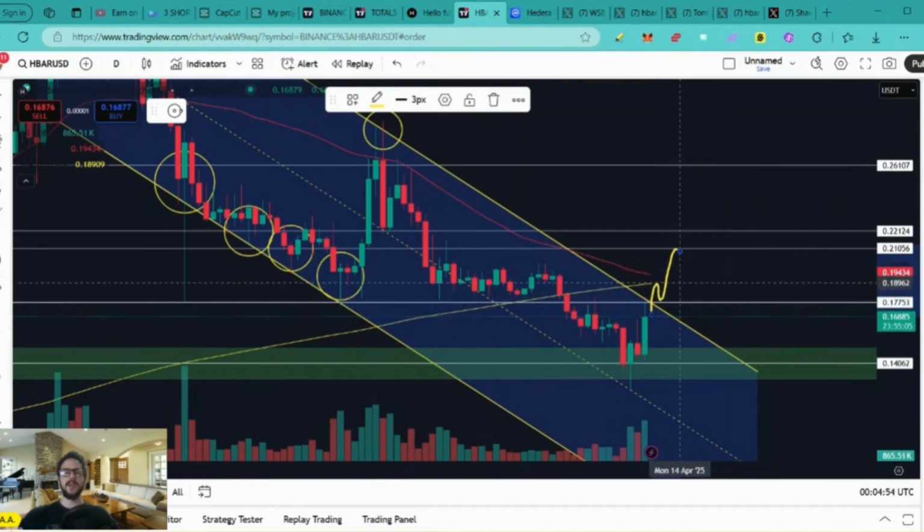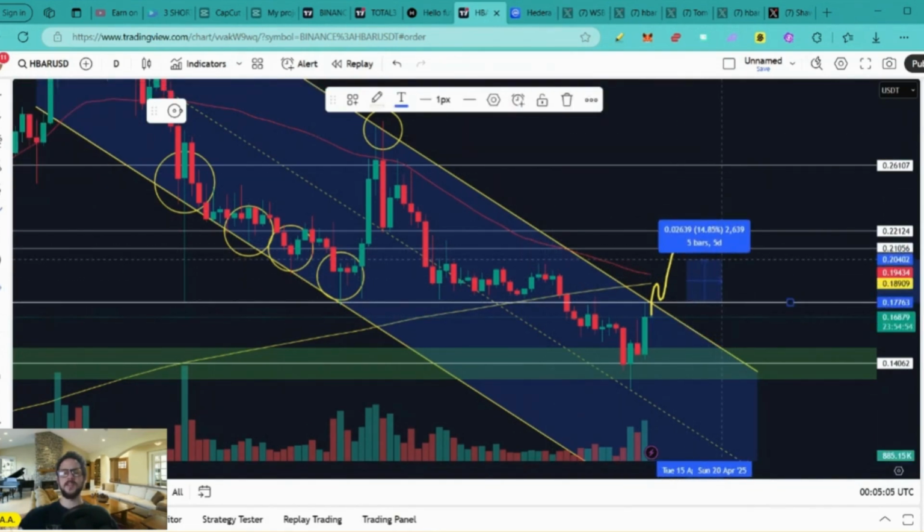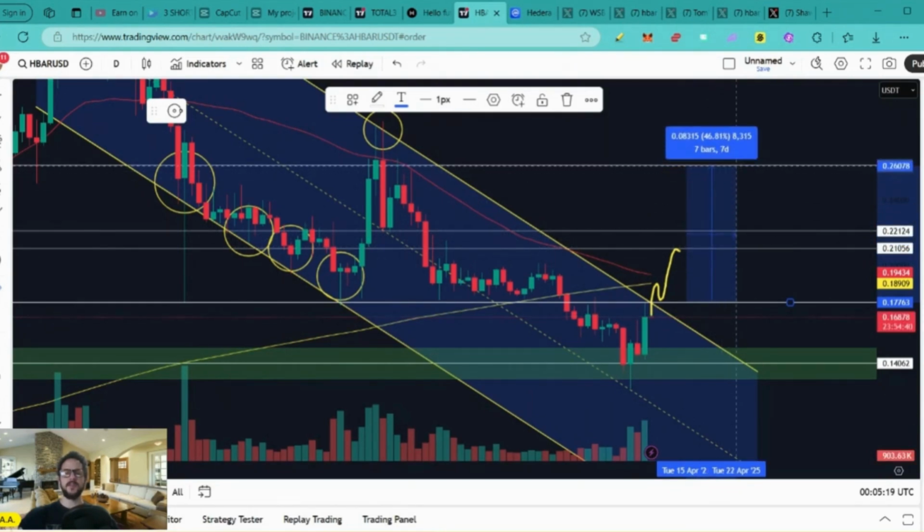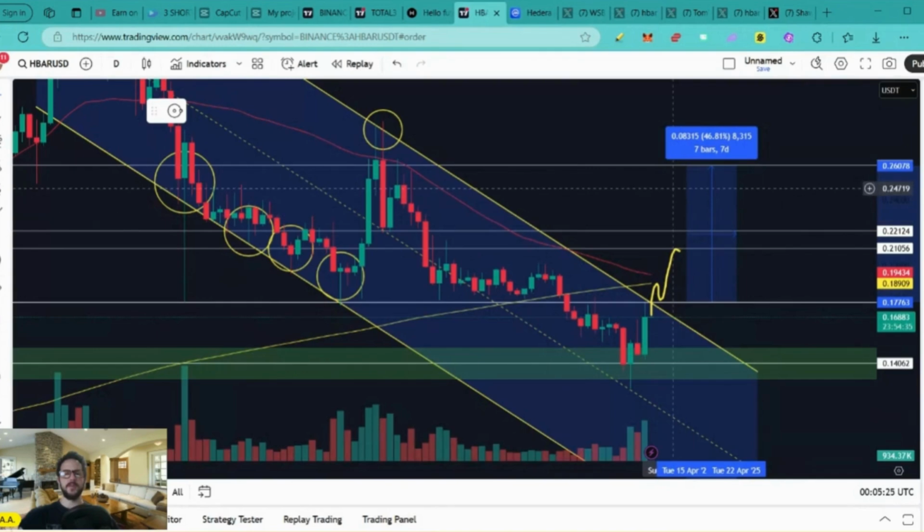Buy the breakout, scaling on the retest, wait for a continuation move to the upside so you can take some profits when the price action hits the rest of the targets that I have here on the chart. From this breakout to this next target that's located at 21 cents, that's an 18% move out of HBAR. The next target is located at 22 cents, and that's a 24%. Next target is located at 26 cents, and that's a 46% move, approximately.